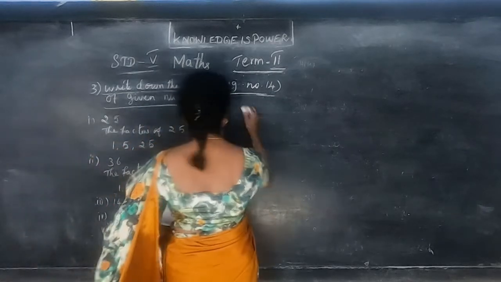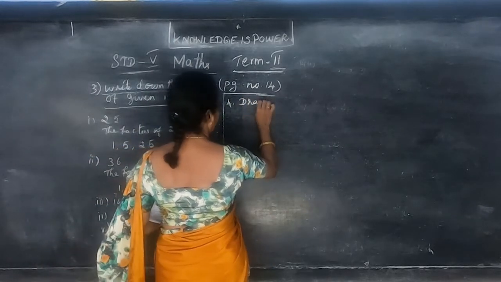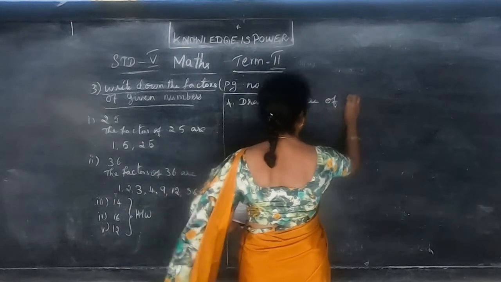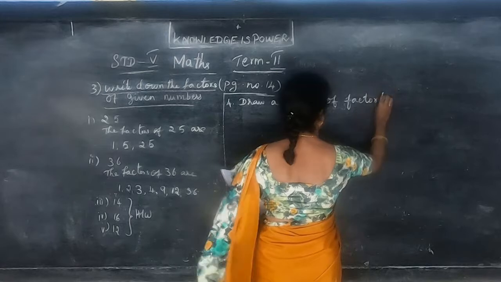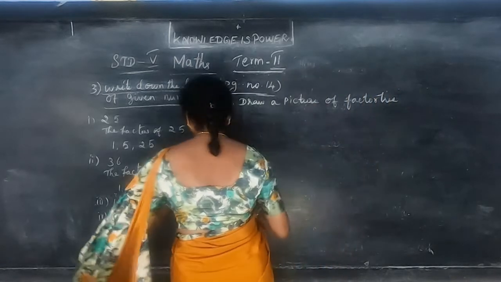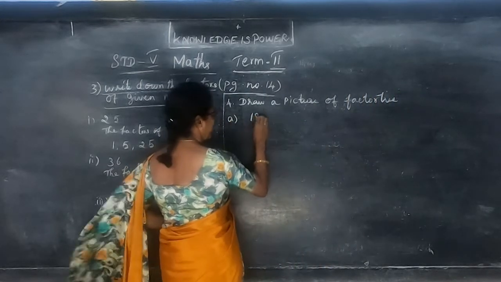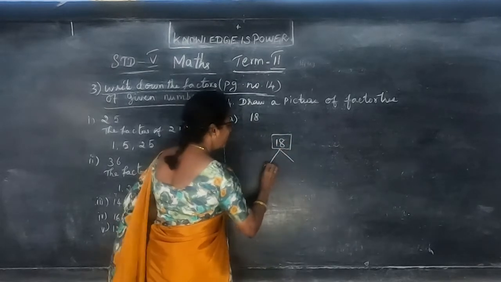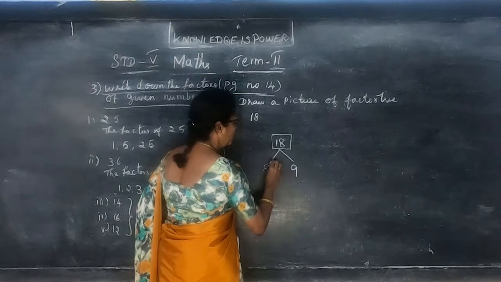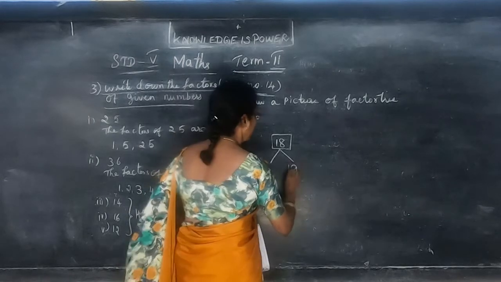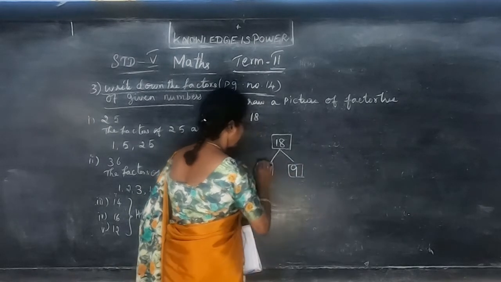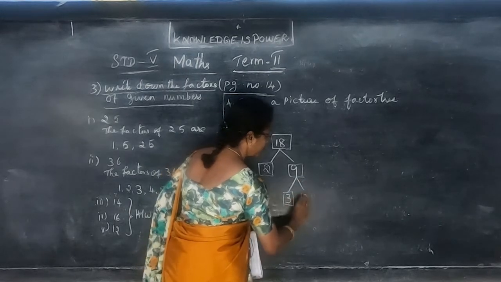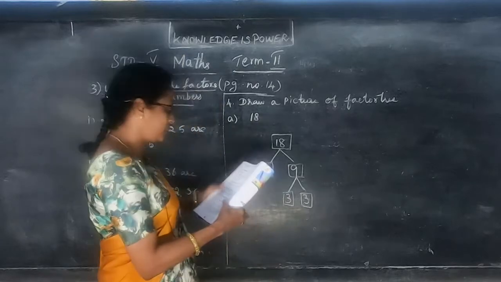And now, draw a picture of factor tree. So, factor tree you have to draw. So, how to draw the factor tree? For 18, they are given a sum 18. So, you put 18 and put the box here. Now, we can take 2 tables, 2 nines are 18. We will put the 9. For 9 in the tables, we can take 3 tables. So this is the factor tree. Like this only we have to put.